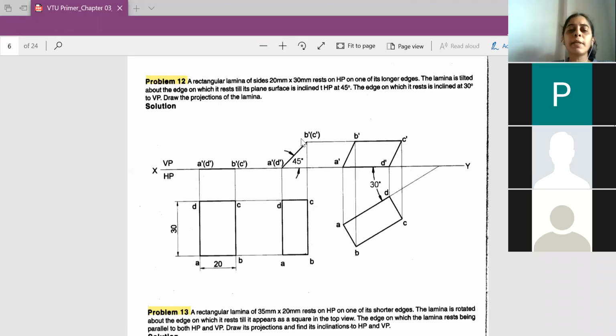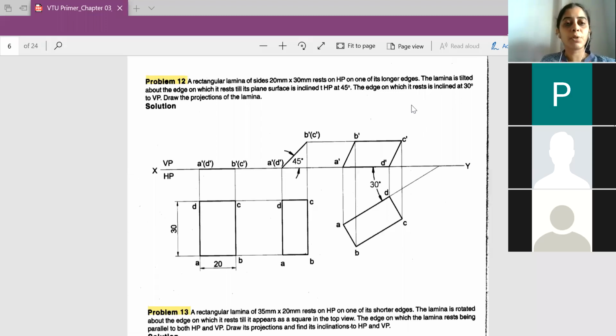Locus of B is meeting B dash at this point. Name it as B dash. Locus of D is meeting D dash at this point. Name it as D dash. Locus of C is meeting C dash at this point. So name it as C dash. You got all the four corners. So now you join A dash to B dash, B dash to C dash, C dash to D dash and D dash to A dash. So this will be our final front view of the given rectangular lamina.